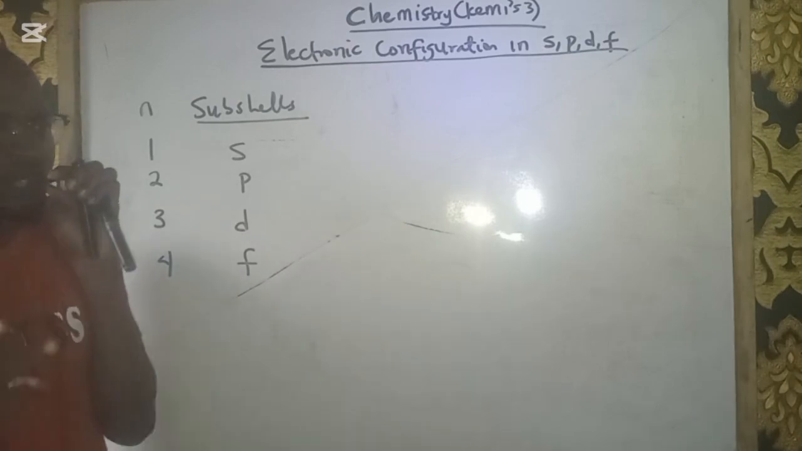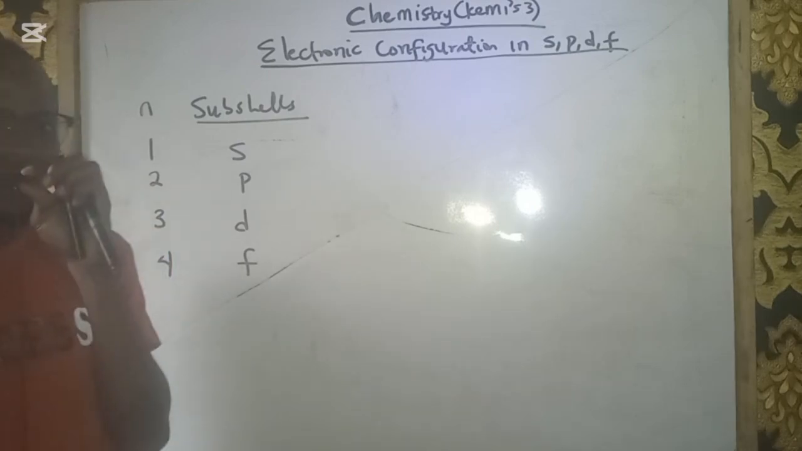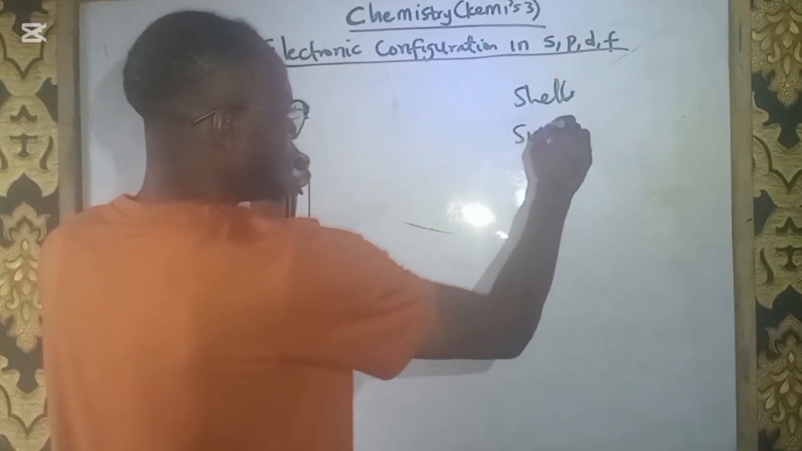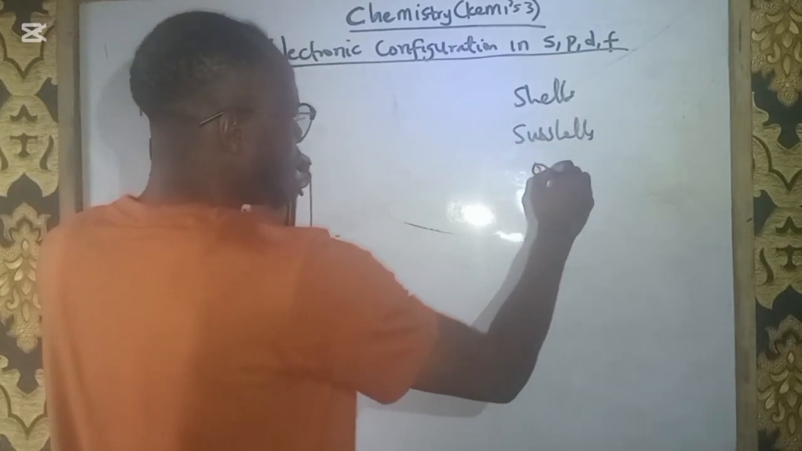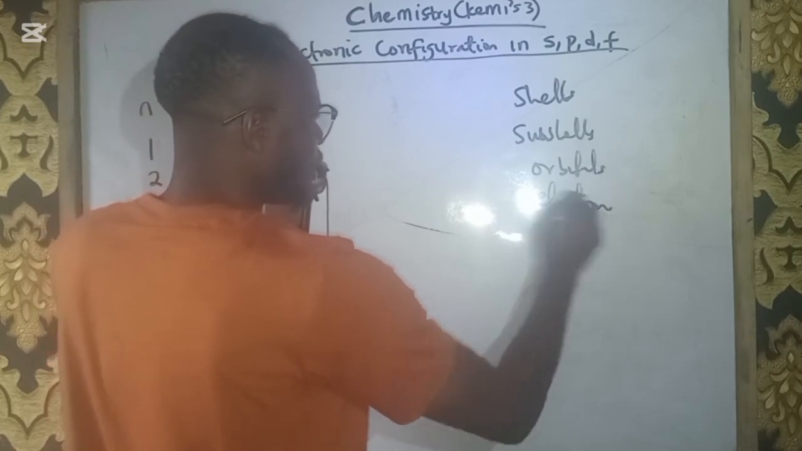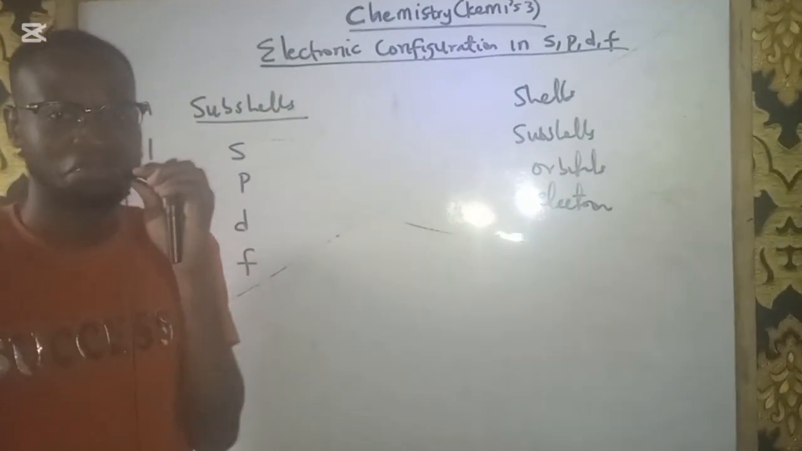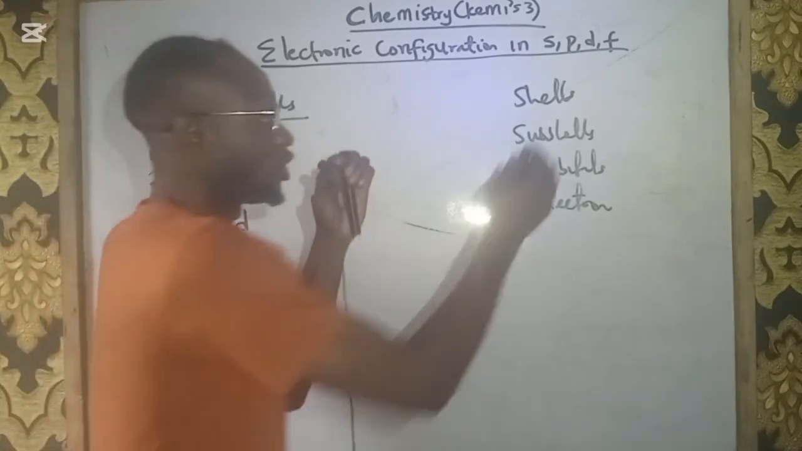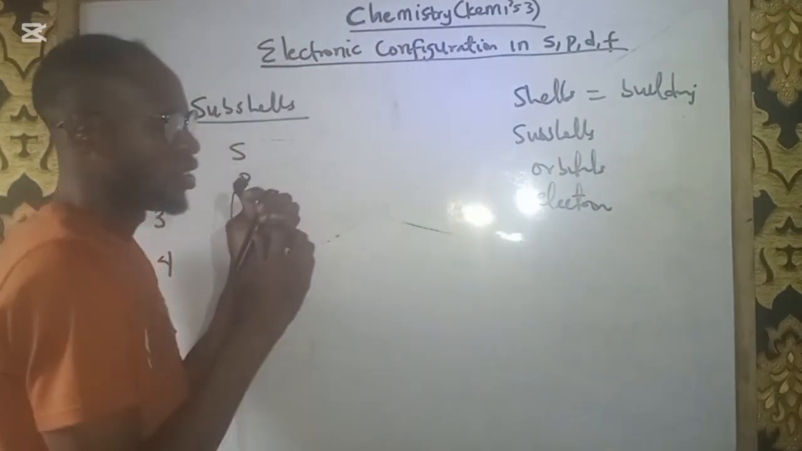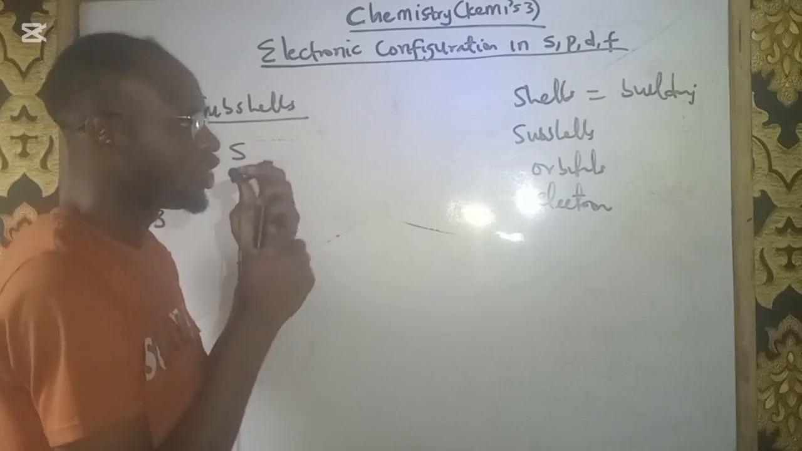Now I mentioned some certain things, but let me quickly brief you on them. We have what we call shells, we have subshells, we have orbitals, and we have the electron. These are the things that connect this particular topic. In a simple word, what is a shell? Shell, just put it like this: a shell is just a building. I will explain that in terms of chemistry, but just listen to what I'm doing now.